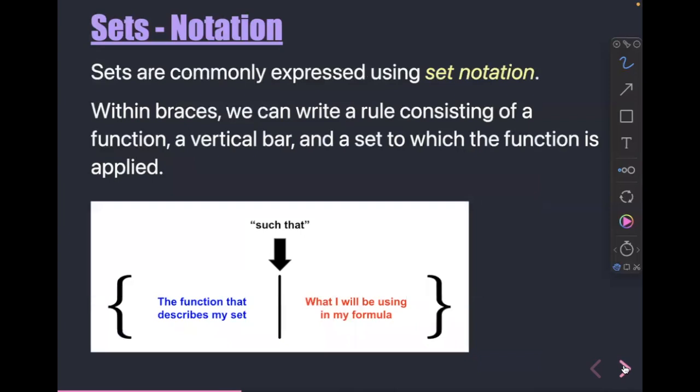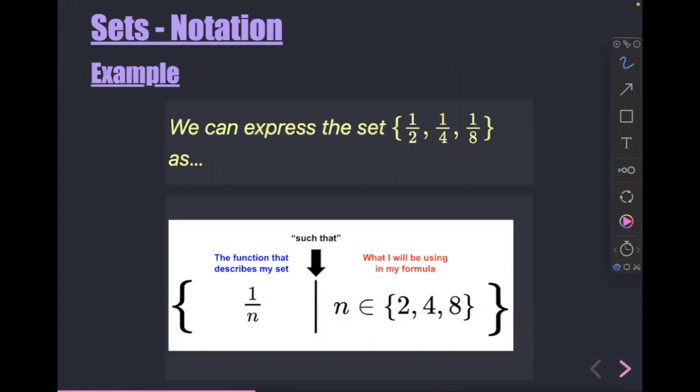Now, a certain type of notation you'll see, especially if you're talking about larger sets where you don't want to write out every number, is set notation to describe your set. That's often done using curly braces. The idea is that on the left side of this bar, you're going to have some type of function that describes all of the elements in your set. On the right side, you'll be talking about what you'll be using in that function. So let me give you a little example of that to show you what I mean.